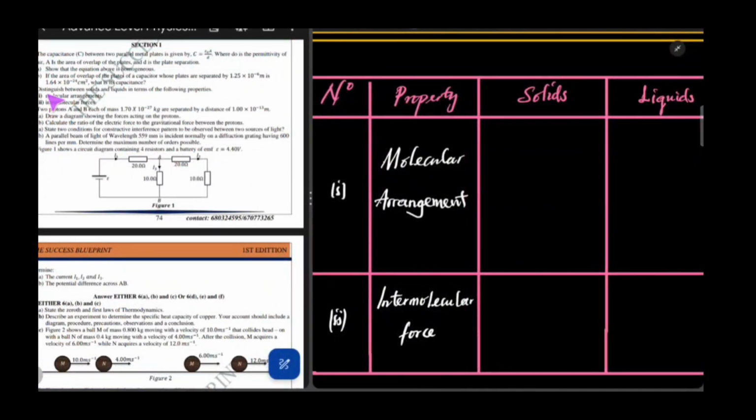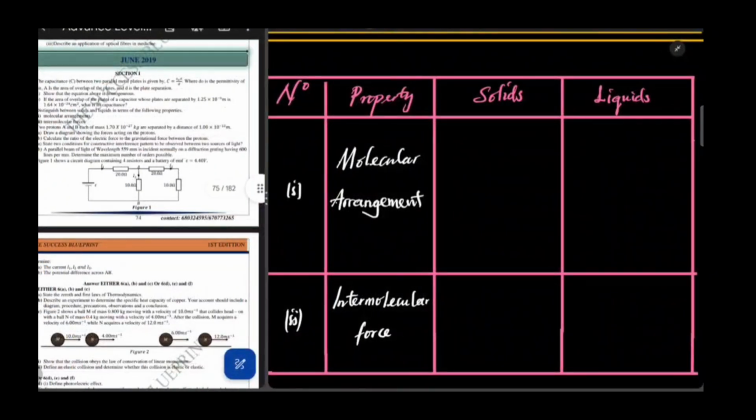Now question 2 demands we distinguish between solids and liquids in terms of the following properties. Roman 1, molecular arrangements. Roman 2, intermolecular forces. Now to do so, in terms of molecular arrangement, first of all, we need to understand the different types of solid that exist. We have crystalline solid, and non-crystalline solid, or what we call amorphous solid.